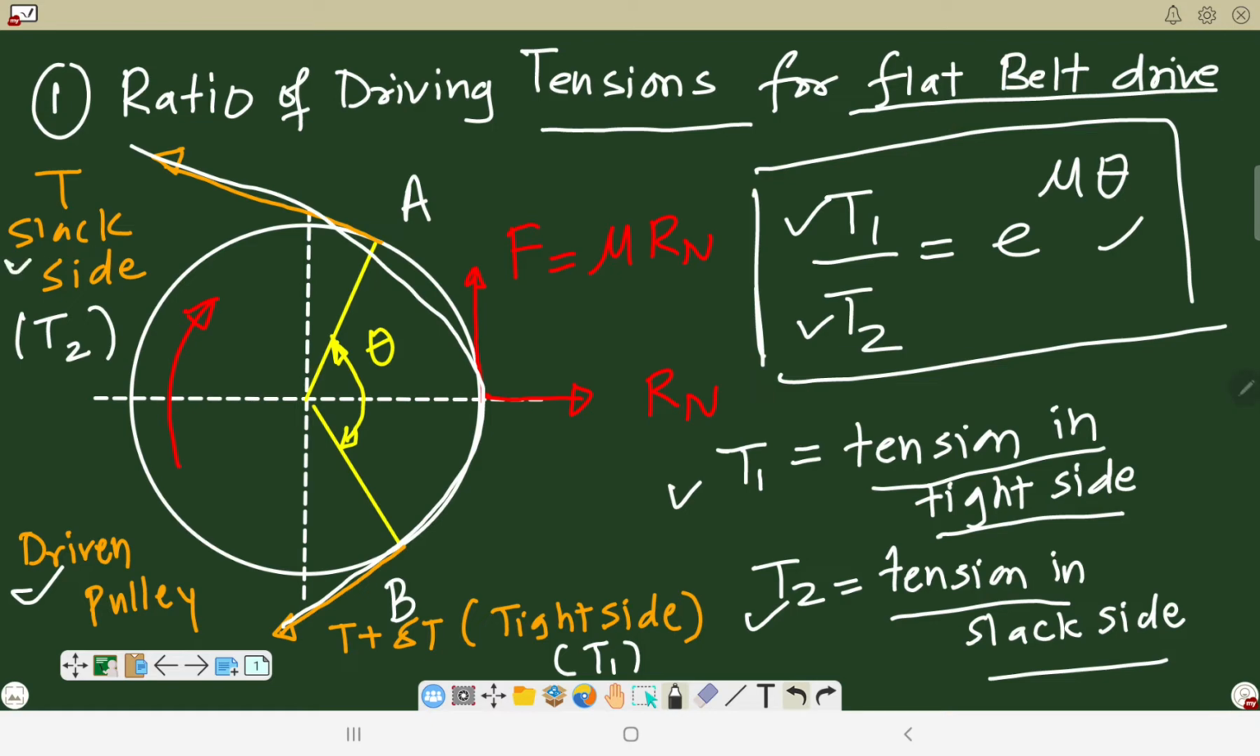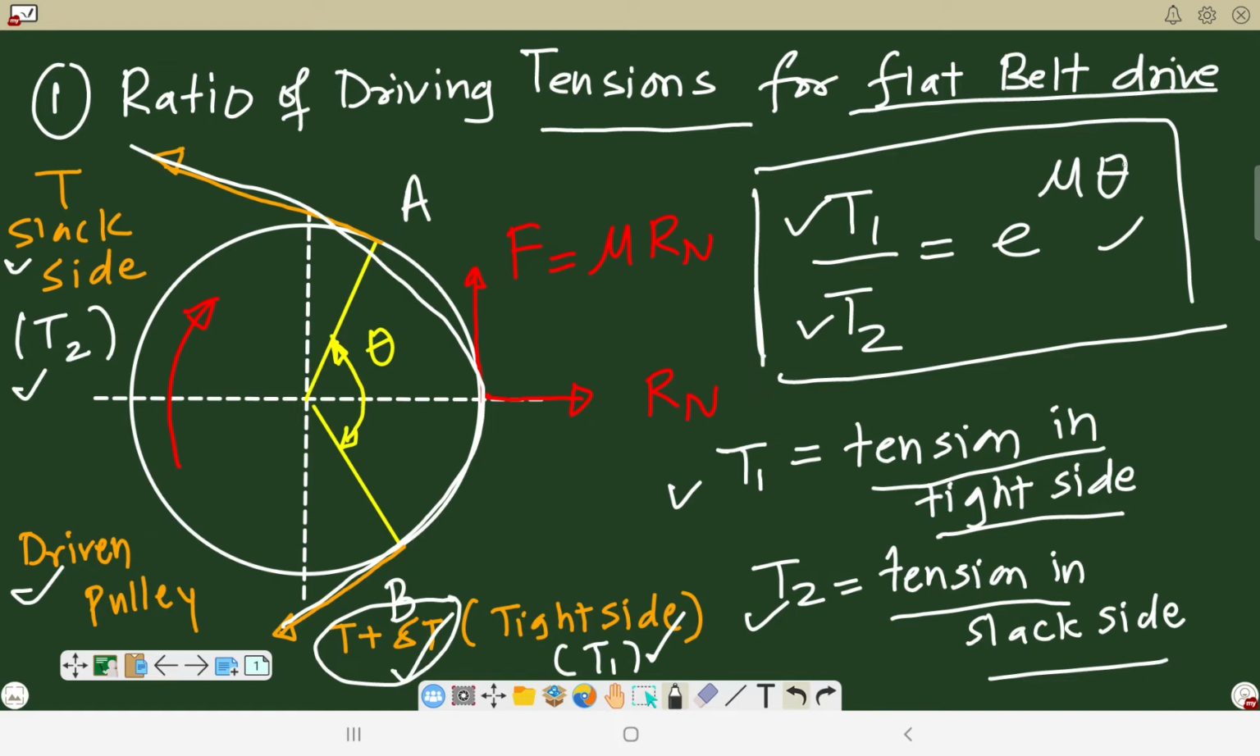In that way we can see that there is a slack side at the upper one and there is a tight side at the lower side. So at the lower part of the belt there is a tight side, and at the upper part you will see there is a slack side. So here this slack side is nothing but having a tension T2, and the tight side is having somewhat more tension T plus delta T, that is also called as T1. So T1 is the tight side tension and T2 is the slack side tension.